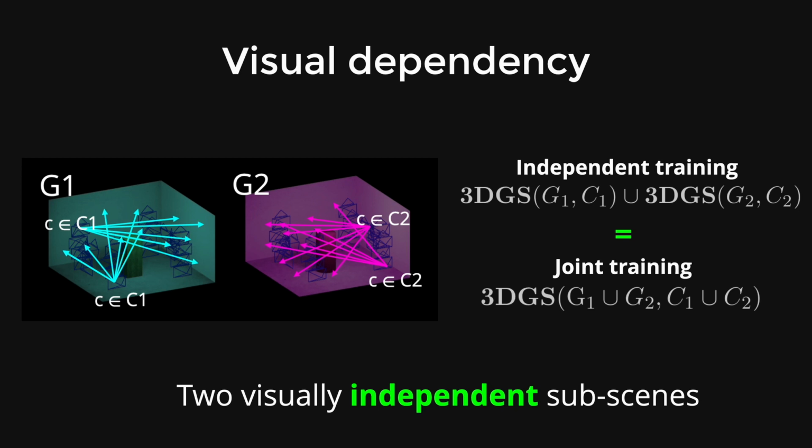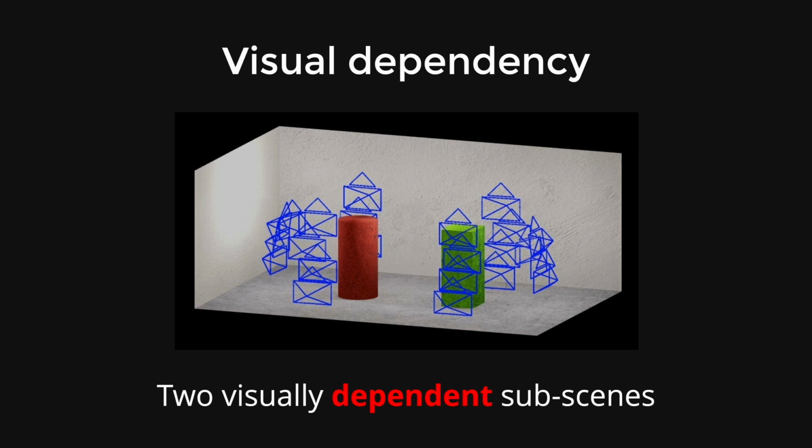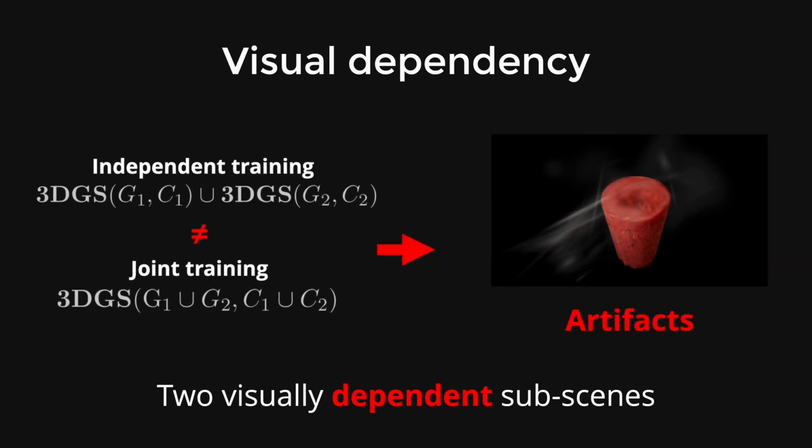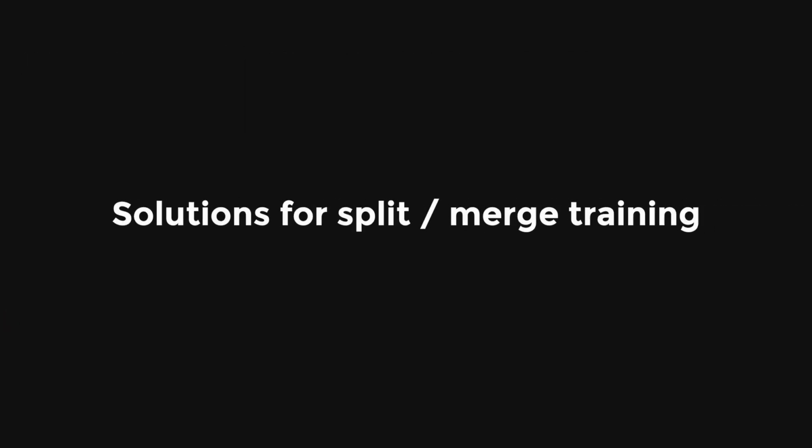However, once this visual independence is broken, if we forcefully perform split and merge training without any fixes, this would cause artifacting. Given this insight, we sequentially came up with 3 different split and merge training strategies such that we can train large scenes that don't fit into memory while avoiding artifacts.